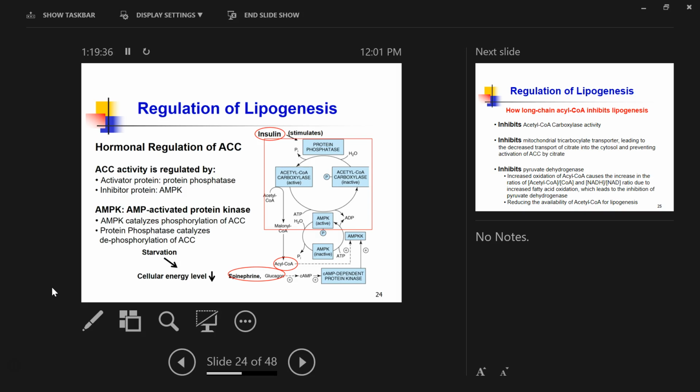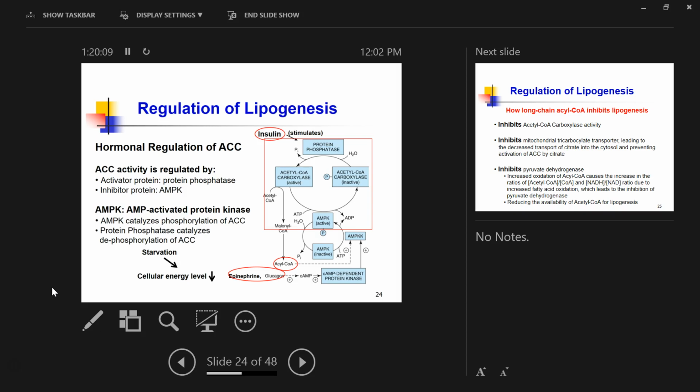Usually, as I mentioned, right, when an enzyme or protein gets phosphorylated, the activity is increased, and only under very rare conditions does the phosphorylated protein actually have decreased activity. And here it is ACC. So when ACC is phosphorylated by AMPK, then ACC activity is decreased, so that decreases lipogenesis, right?